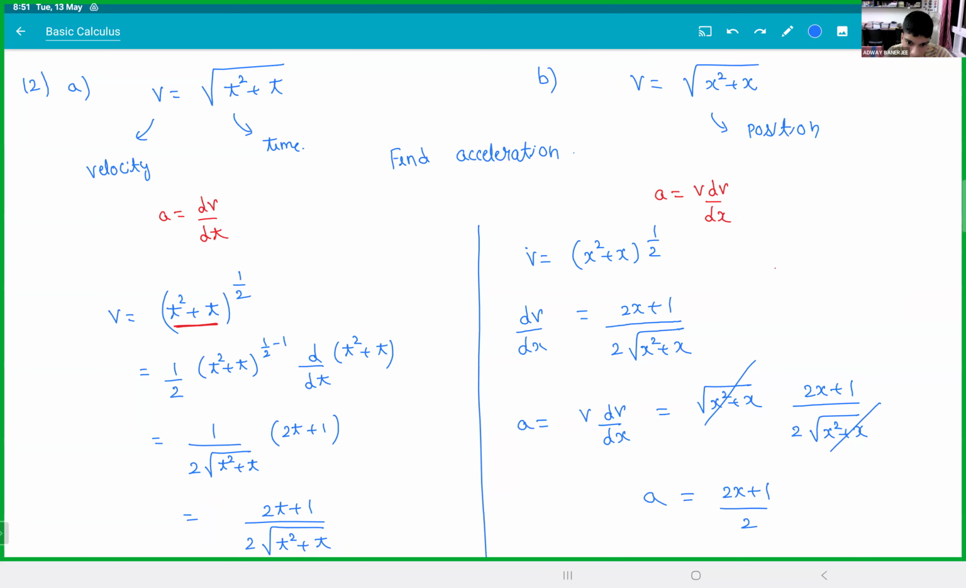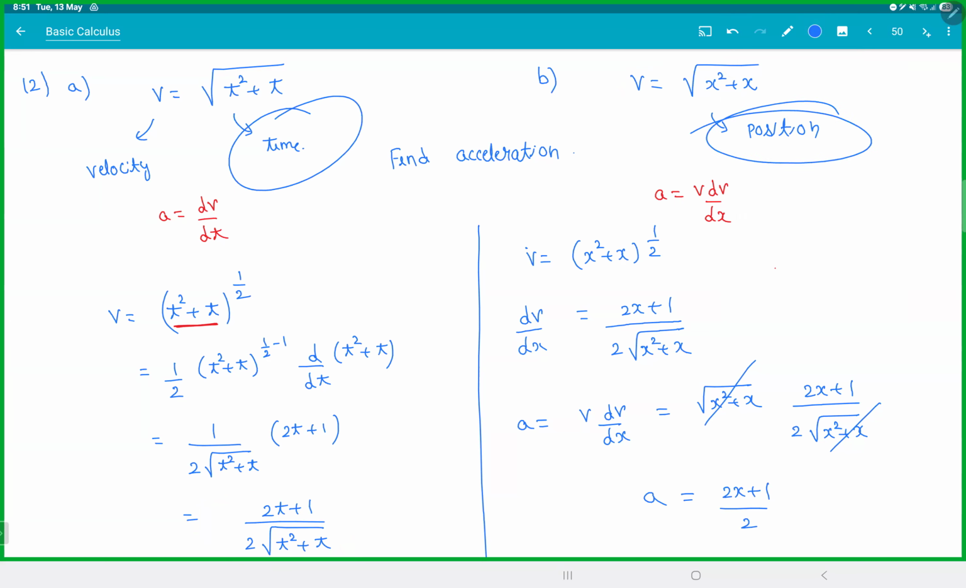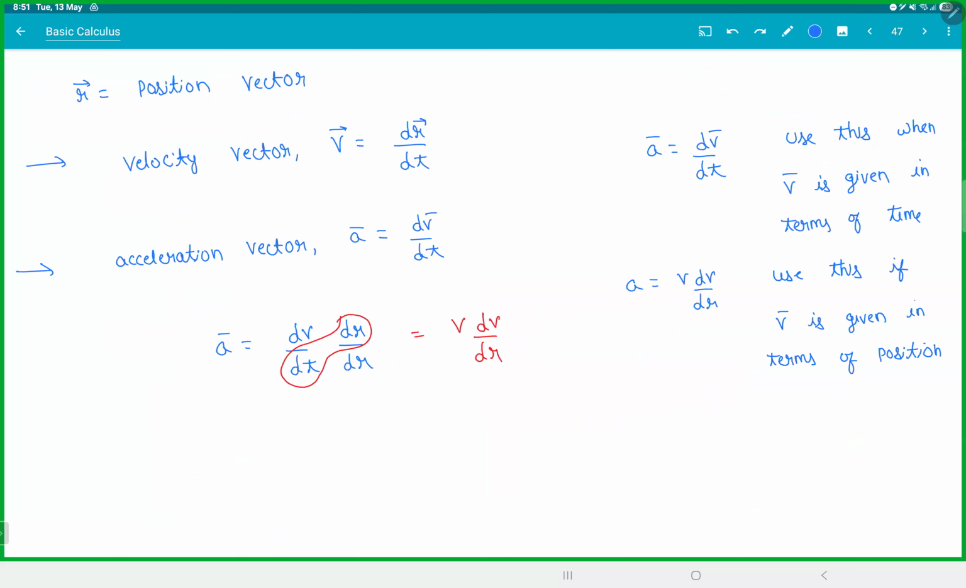Advai, what is the exact difference between these two things? You seriously can't see any difference between these two things? Yes, sir. Time and position. So the whole formula is different. You're late to the class.